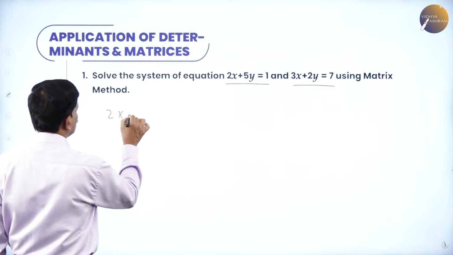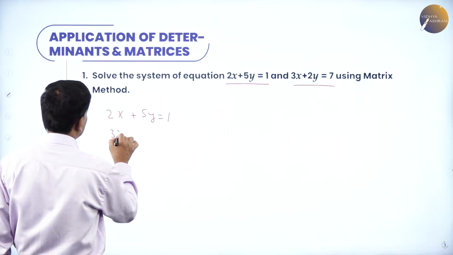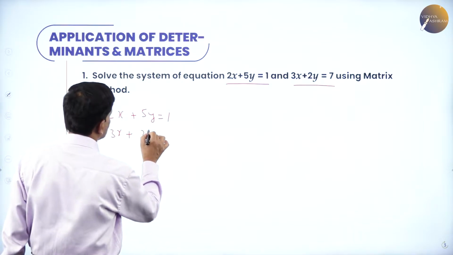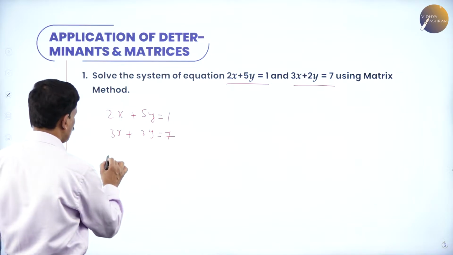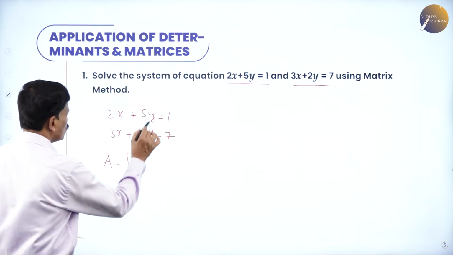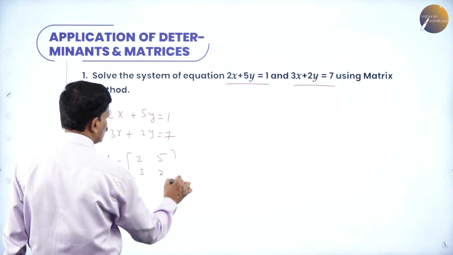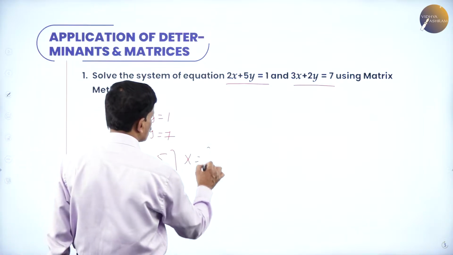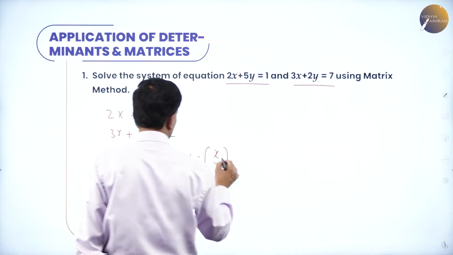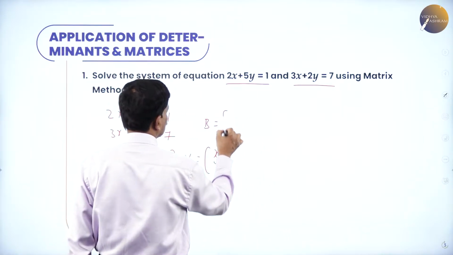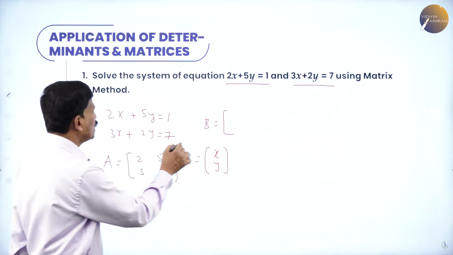What is the given equation? 2x plus 5y is equal to 1 and 3x plus 2y is equal to 7. Check they are in order. Now take the coefficients. Matrix A is equal to, coefficient of x is 2, y is 5, x is 3 and y is 2. Now X is equal to x, y, and matrix B, let me call it B, is equal to 1 and 7.